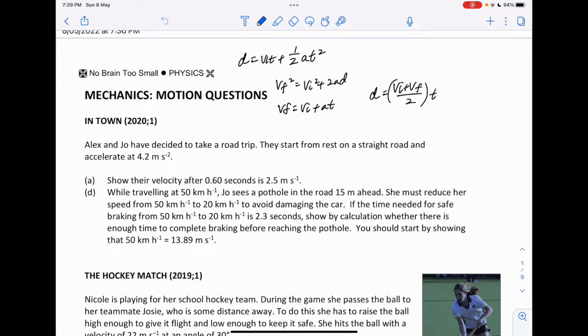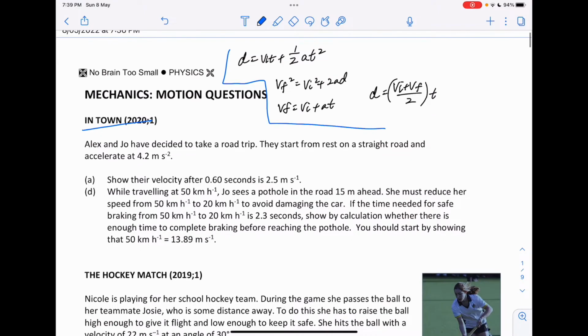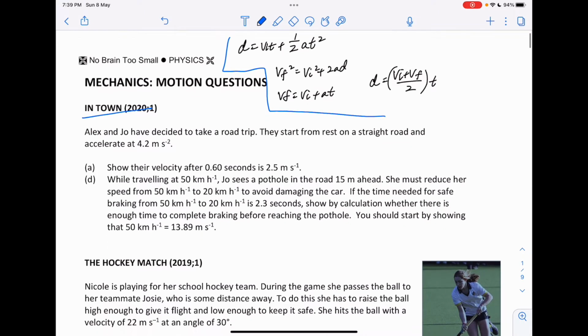Alright, so this question first. I wrote these kinematic equations here, so they'll be good for us to use. For this question, Alex and Joe have decided to take a road trip. They start from rest on a straight road and accelerate at 4.2 meters per second squared. So I'm reading this sentence here.